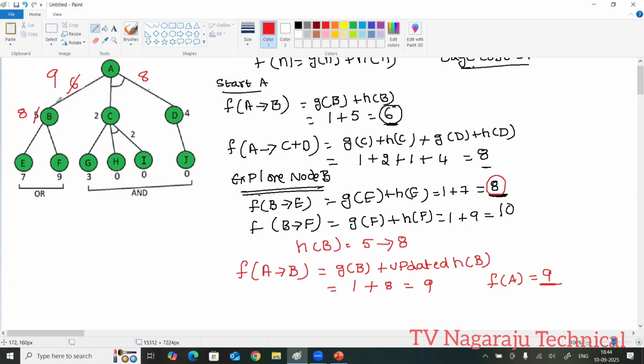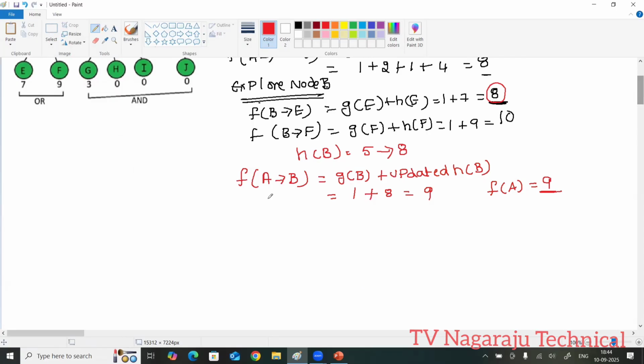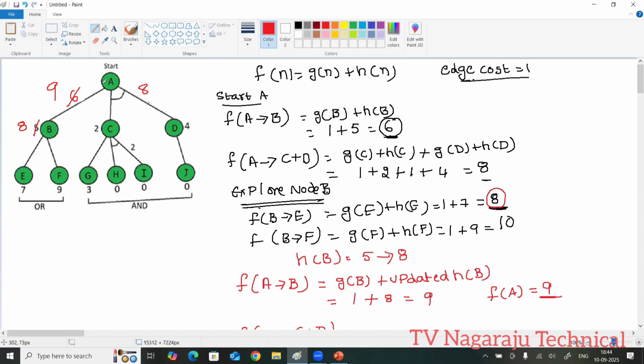Whenever you are updating A to B, similarly at the same time you need to calculate A to C plus D. Again I will explain, understand. First I am calculating A to B and then I am calculating A to C plus D. This is the heuristic value for A to B. This is the heuristic value, that is total estimated cost from A to C plus D. After that, B is the minimum one. I select B. Now B to E is 8, B to F is 10.